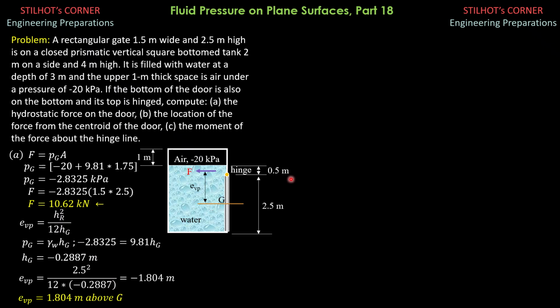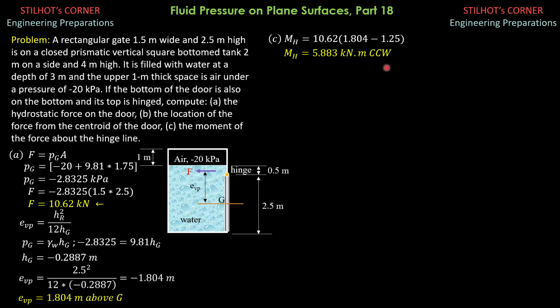Then for part C, the moment of the force about the hinge line. Since we have located F, we compute the moment of F about the hinge line, and its sense is counterclockwise. So it is F times that distance, the moment arm of F, which is e_VP minus half of 2.5, which is 1.25. So the moment about the hinge line is 10.62 times the quantity 1.804 minus 1.25. So M_H equals 5.883 kilonewton meter counterclockwise.